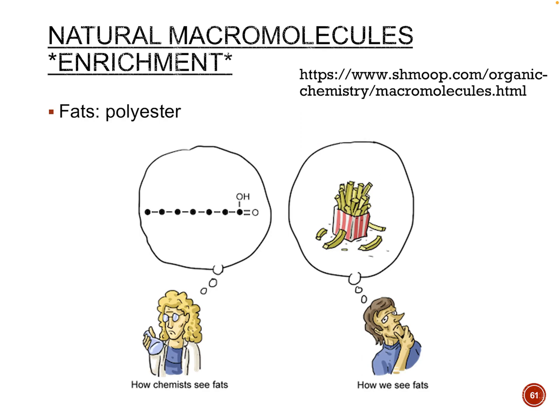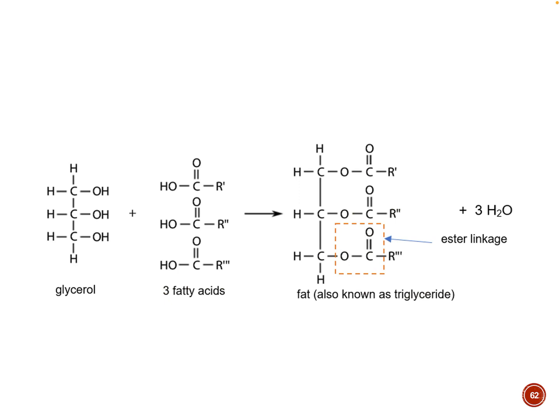Then next, fats are polyesters. Okay, it's actually made from glycerol with the OH group with 3 fatty acids. Sorry, this is a carboxylic acid group, and you will form your ester linkage. So a triglyceride actually contains your ester linkage.